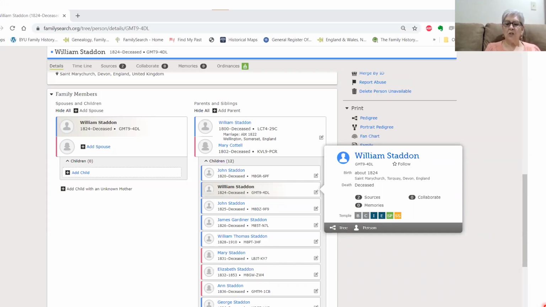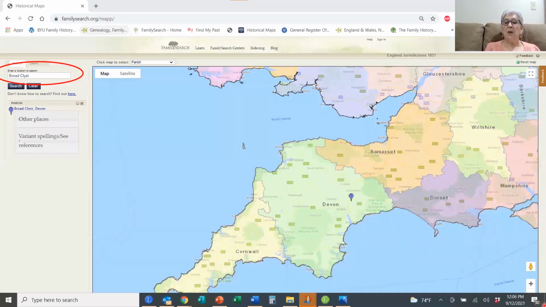So the next thing I did was go to the map. This is the 1851 English jurisdictions map. If you've never used this map app, it's amazing. It details all the parishes. You can look at contiguous parishes. You can do a radius search of the parishes around. It gives the registration district and all the other jurisdictions. It is really good. If you plug in familysearch.org/map, you can get to that, and it is really good.